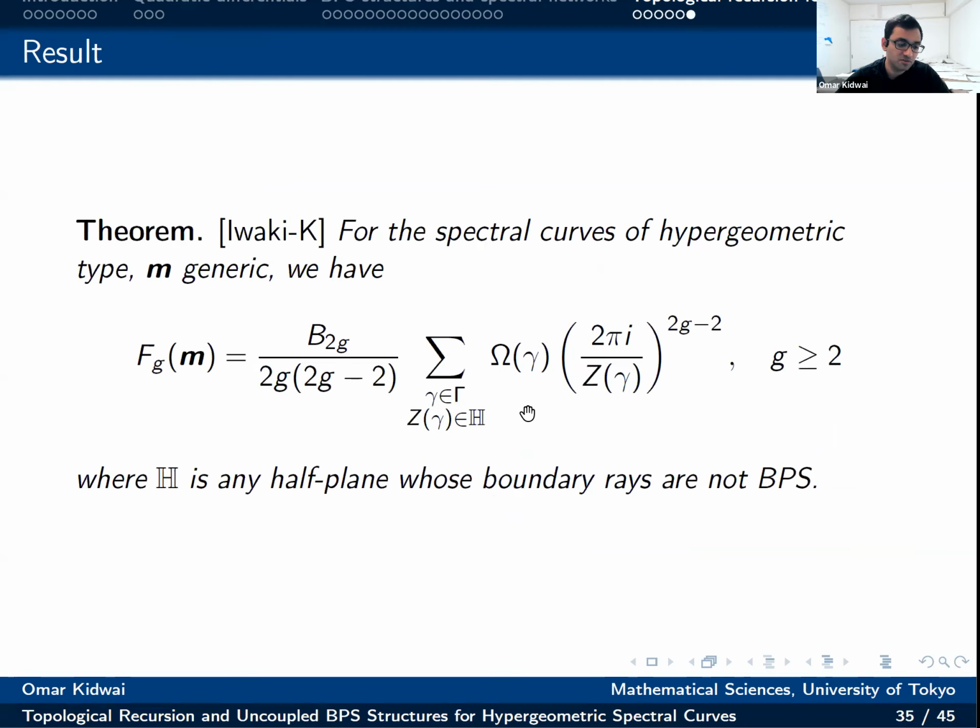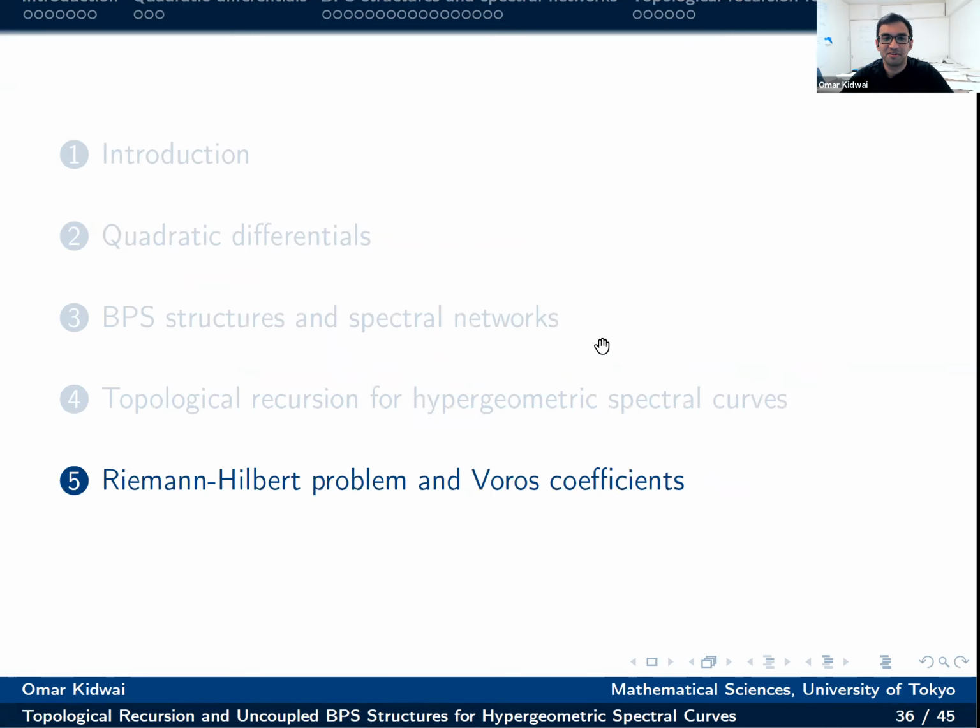And so the first result is the formula that I gave at the beginning, which is that the spectral curves of hypergeometric type satisfy this relation. Something purely TR on the left is actually equal to something purely BPS on the right. This sum is taken over any generic half plane. Okay, so that's the first formula. Now I'm very low on time, so I have to tell you everything in 5 seconds.